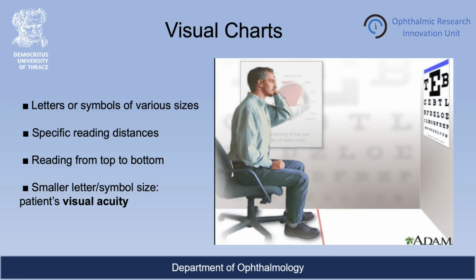Visual acuity is measured by using special charts. These charts use letters or symbols of various sizes and are placed at specific distances away from the patient. The examinee tries to read or identify the letters or symbols, starting with the larger ones at the top lines and gradually moving to the smaller ones at the bottom lines. The smallest letter or symbol size that the patient can identify is defined as the patient's visual acuity.